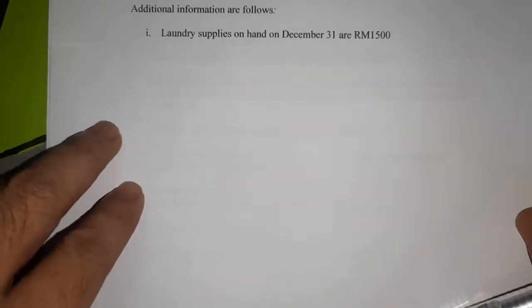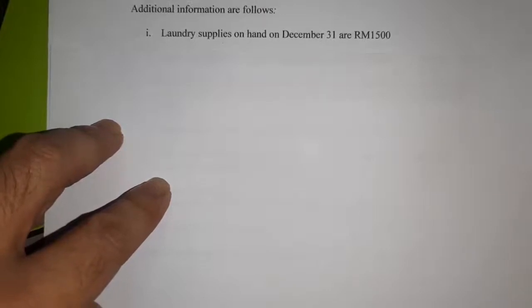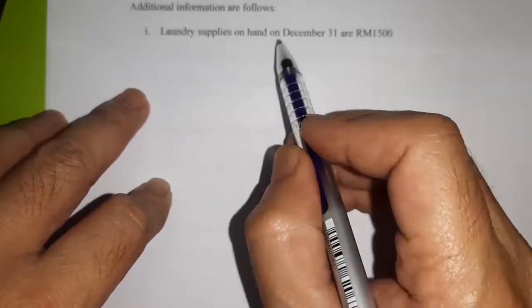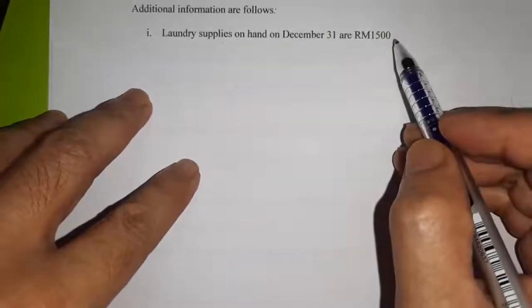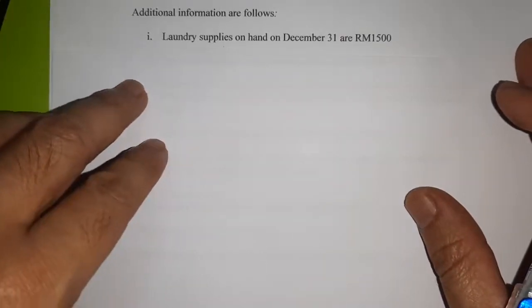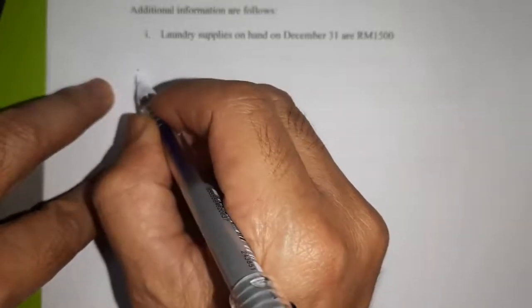A service business will have supplies. Supplies are items used by the business to provide services. The business uses the supplies when providing the services. So now this information: laundry supplies on hand on December 31st are 1,500. So you are required to do an adjusting entry. This is the way to do the adjusting entry for supplies.